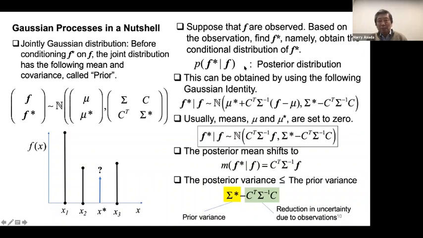Okay, now this can be obtained by using the following. It's called the Gaussian identity. This is a very well-known identity, and you can find it in many textbooks. We just have to use it, and we will address this from a slightly different viewpoint later. But let's use this. Okay, so this is nothing but obtaining the conditional distribution of this guy from this prior distribution. And once this one is conditioned by F, this is changed to this.